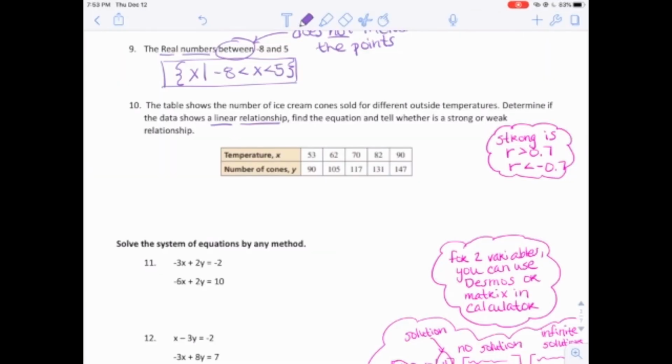All right, so linear relationship, yes, definitely. Our equation is y equals mx plus b, 1.48x plus 12.09. And is it a strong relationship? Well, with an R value of about 0.997, yes, it is strong.